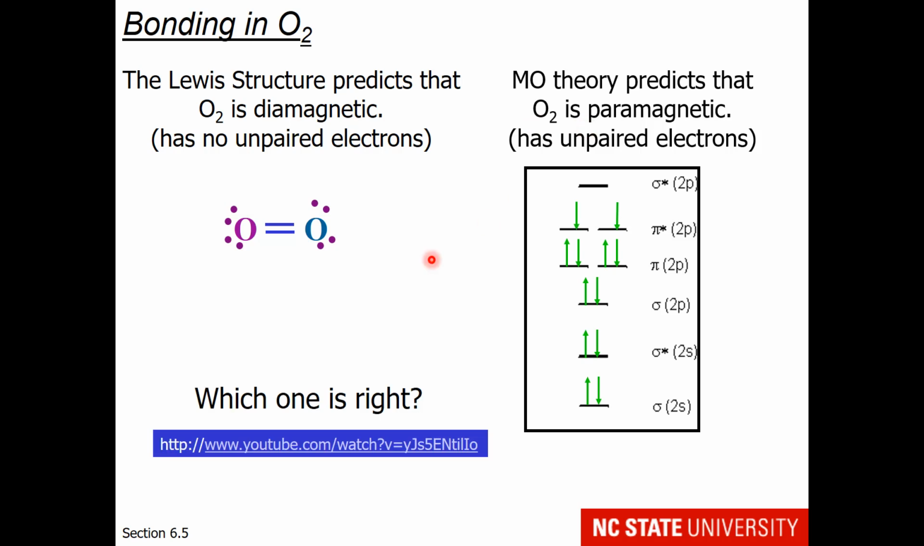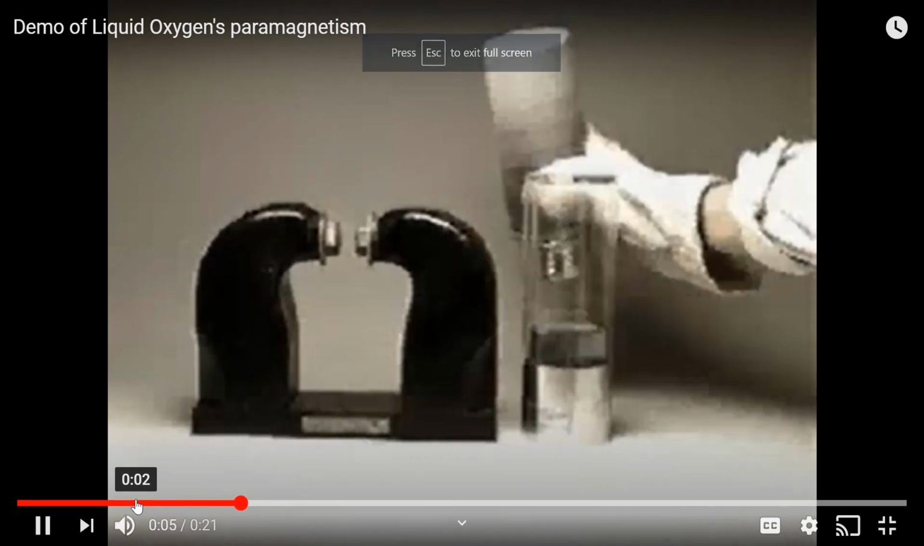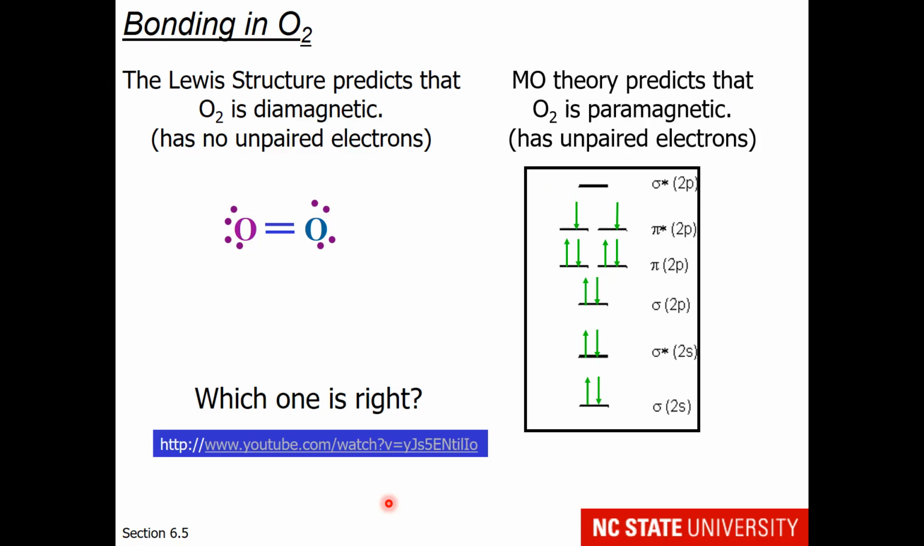Which one is right? In this video, we have two magnets. Here is liquid nitrogen being poured between the magnets. It doesn't stick. Here is liquid oxygen being poured between the two magnets. Notice that oxygen is attracted to the magnetic field. So it appears MO theory is correct and that oxygen has unpaired electrons.